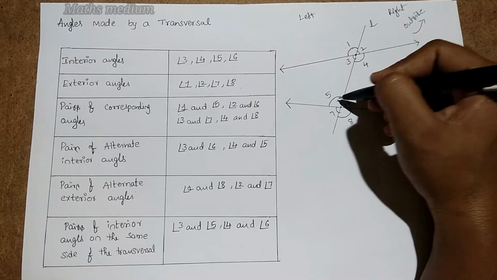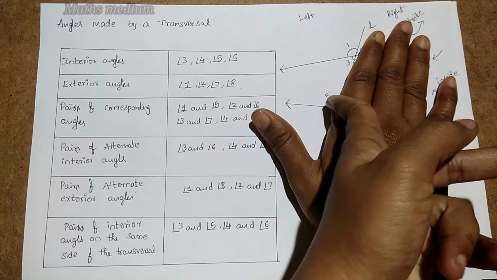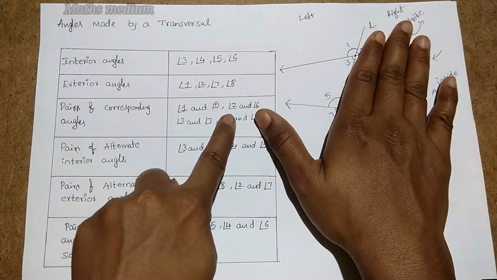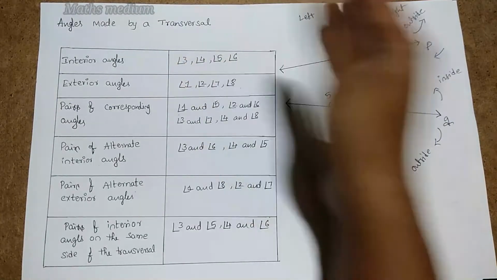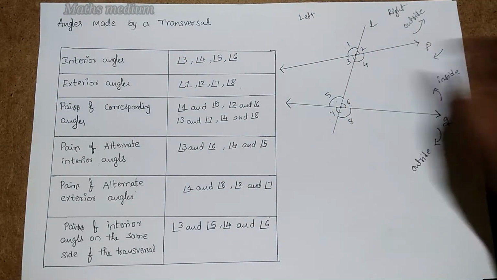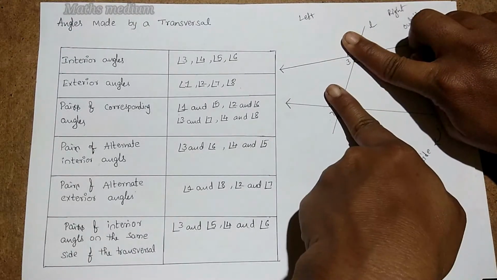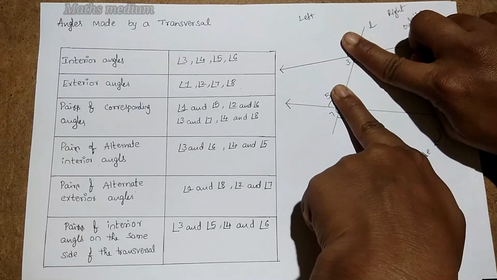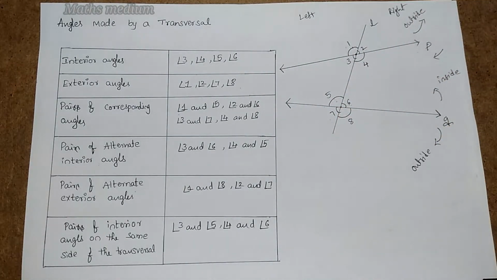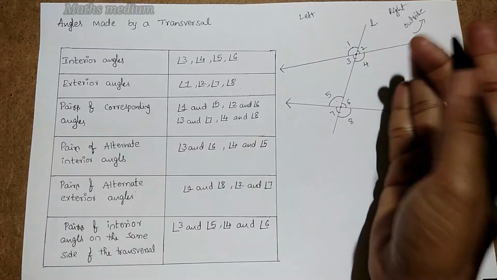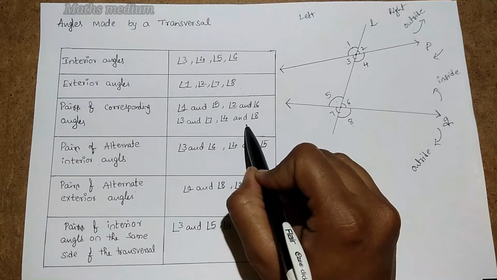See here, angle 1 and angle 5. These two are corresponding angles. Similarly, angle 2 and angle 6 are the corresponding angles. If you take another type, angle 3 and angle 7 are the corresponding angles. They have the same position and are on the same side of the vertex and the transversal also.